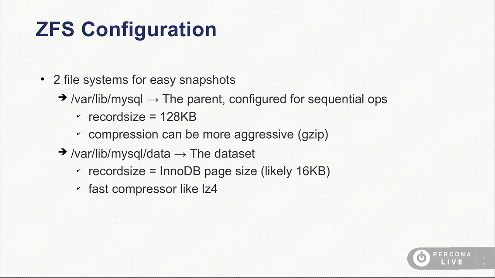And the other file system will be nested, so it's under /var/lib/mysql, it will be /var/lib/mysql/data. That's the mount point, but inside MySQL you'll have the pool and there will be 2 pool nested. And this one will be geared more toward random I/O, so a faster record size and probably a faster compressor.